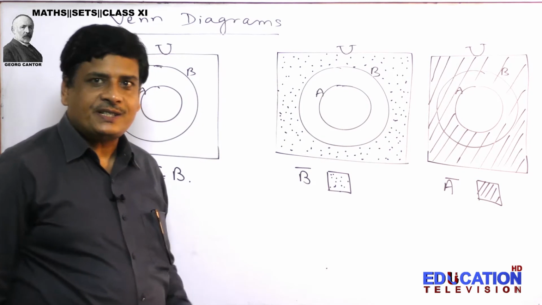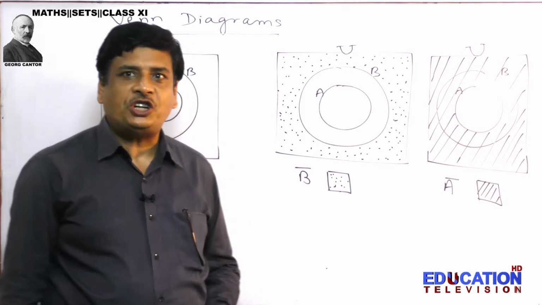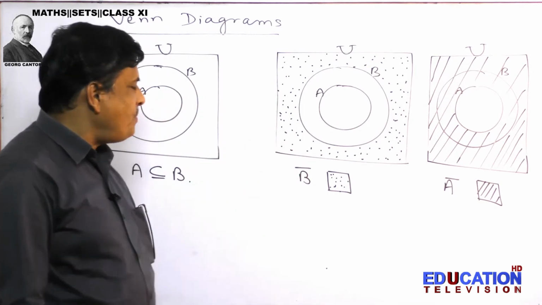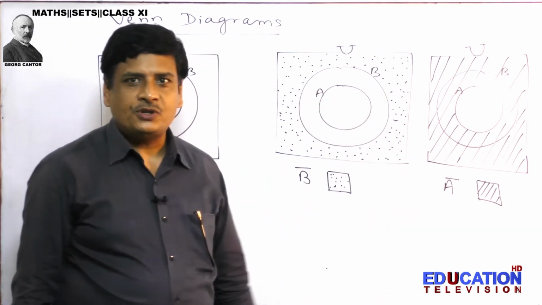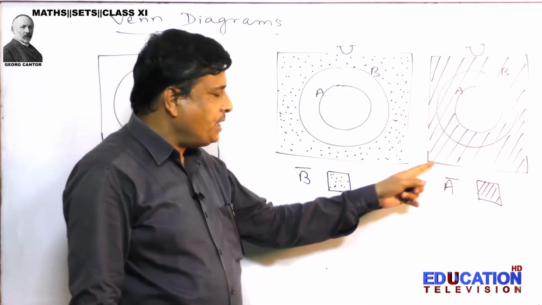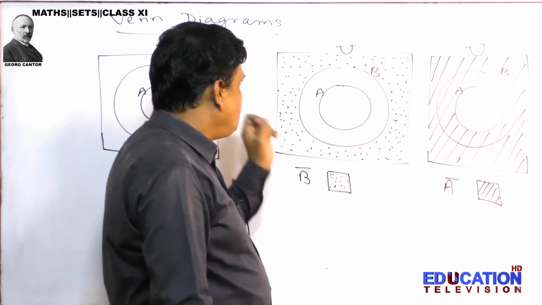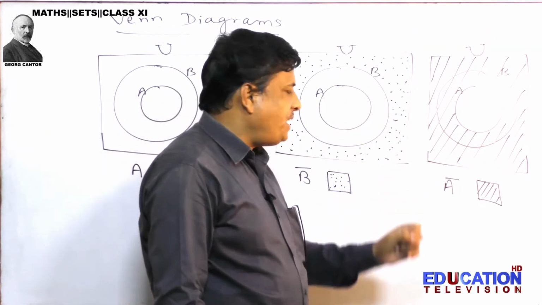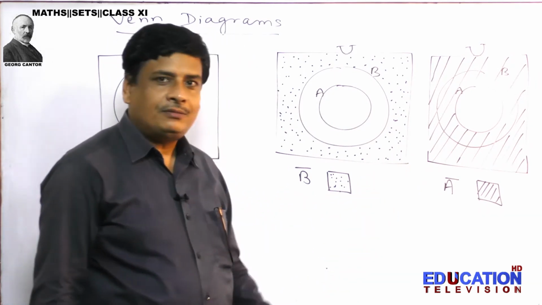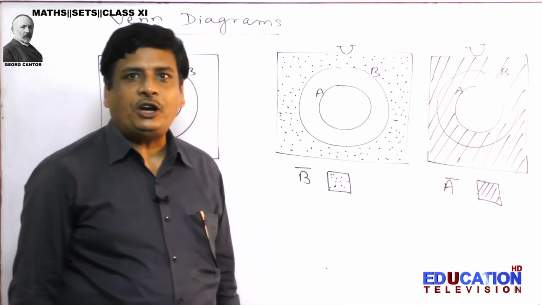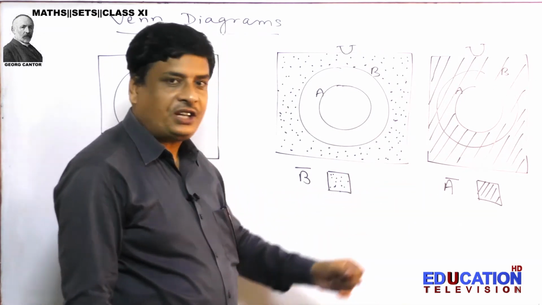In all three figures, set A is contained in B, means condition A subset B is satisfied. In second Venn diagram, B complement, in third A complement. So what we observe from second and third, all the part of B complement is covered by A complement. Means elements of B complement are in the set A complement. So set B complement is contained in set A complement.